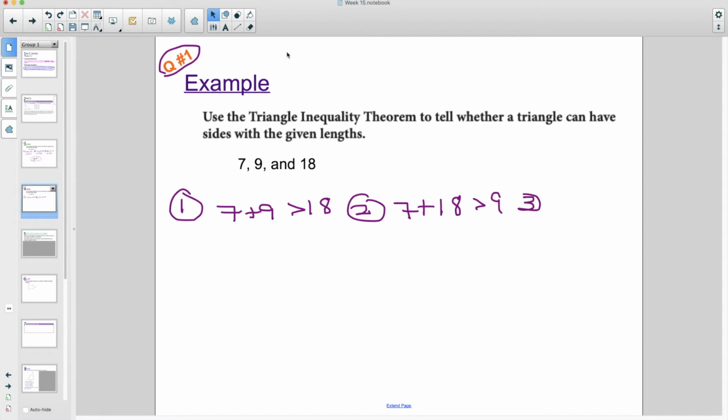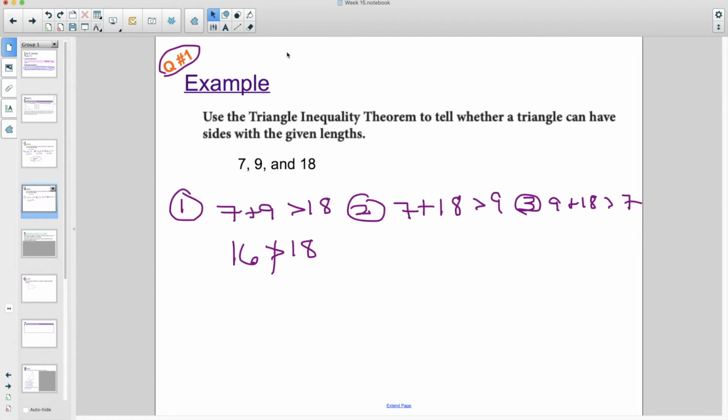And then our third one would be 9 plus 18. That has to be greater than 7. All right, so let's check the first one. If we add 7 plus 9, well, we get 16. Is that greater than 18? That is a false statement.